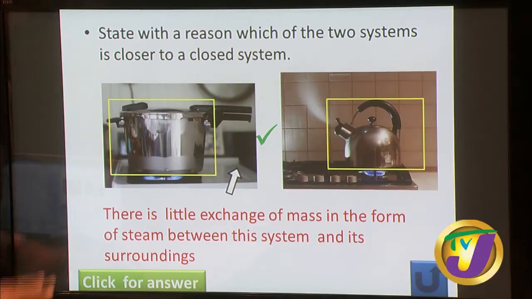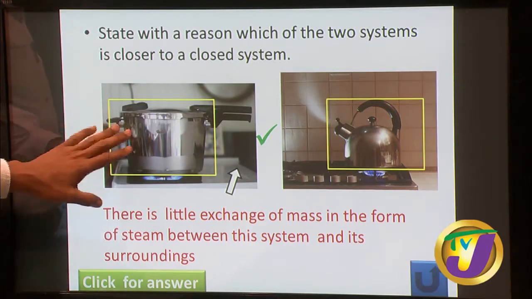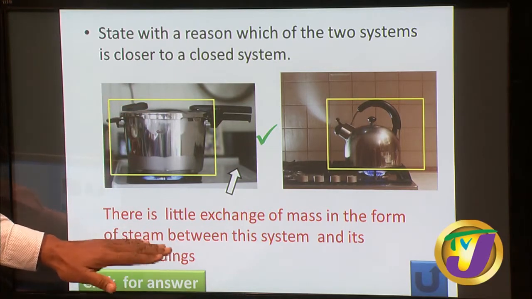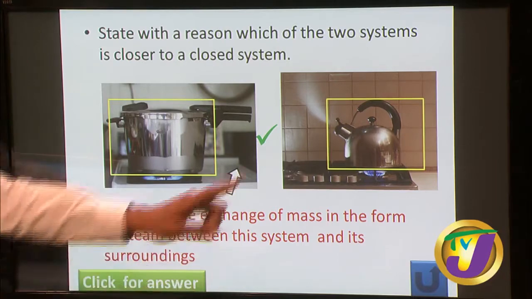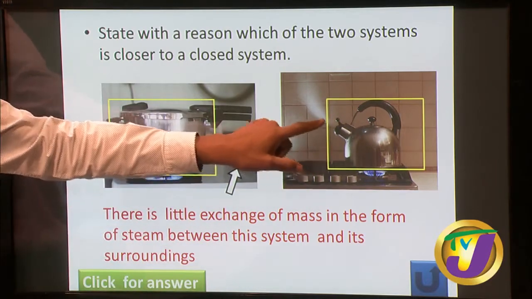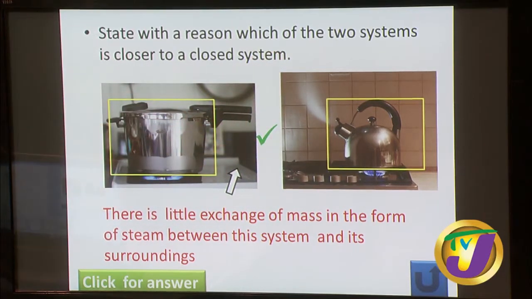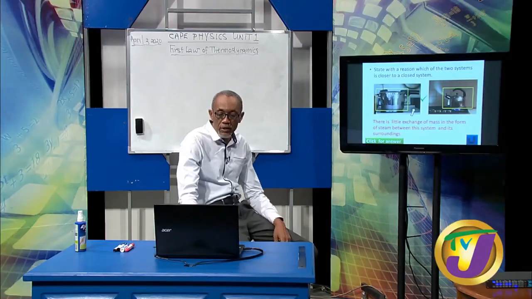We see that this is closer to a closed system because there is little exchange of mass in the form of steam between the system and its surroundings. Here we see steam leaving the system and going out to the surroundings, and you know that steam is water vapor which has mass, so there is a mass interchange there. All right, so that's all.